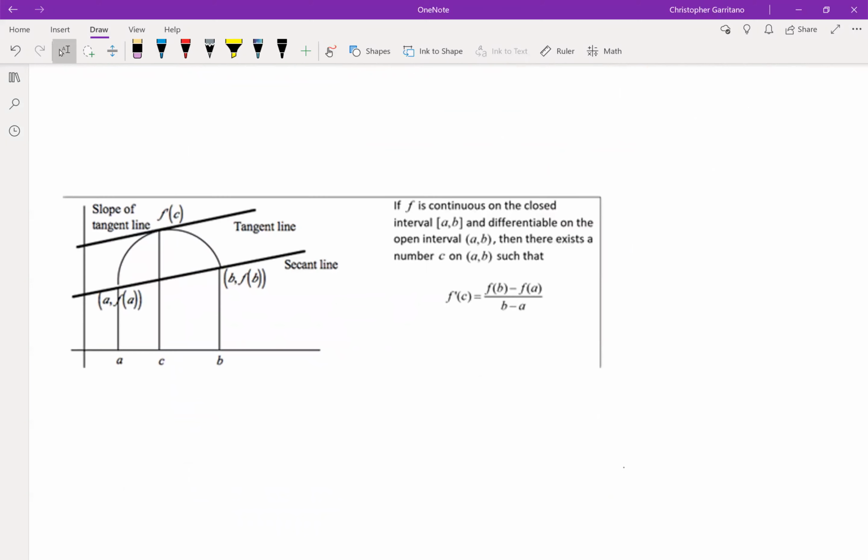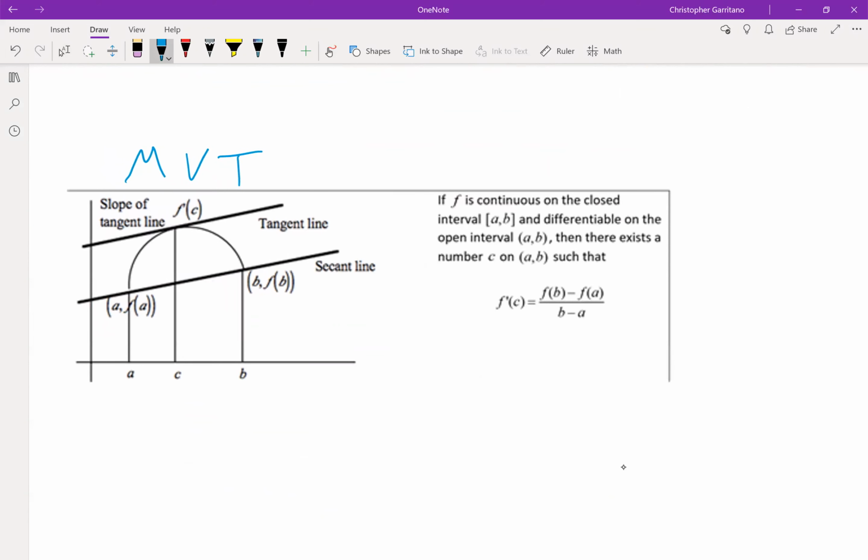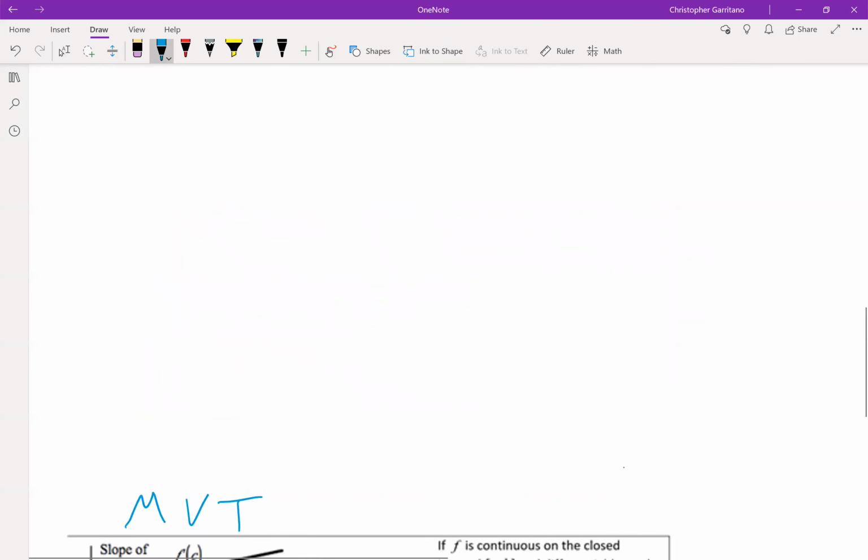Well, recall the definition of the mean value theorem. It says that if we have a function that is continuous on the closed interval and differentiable, meaning that a derivative exists over that interval, then we will be able to find a tangent line slope that is equal to the secant line slope.